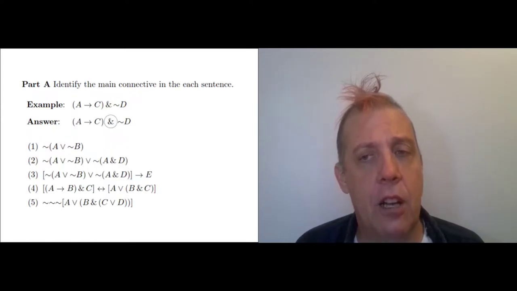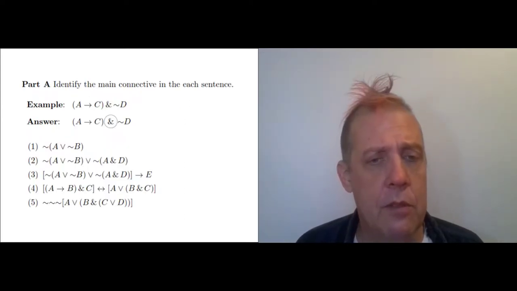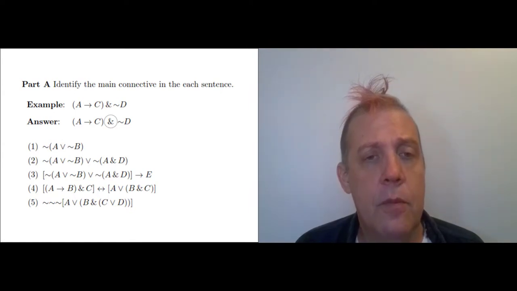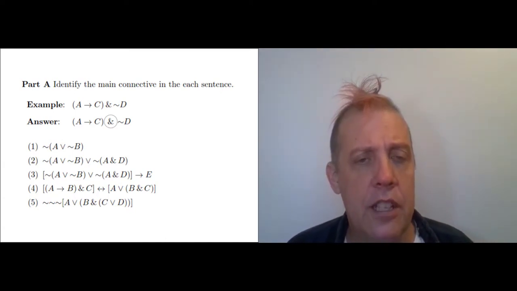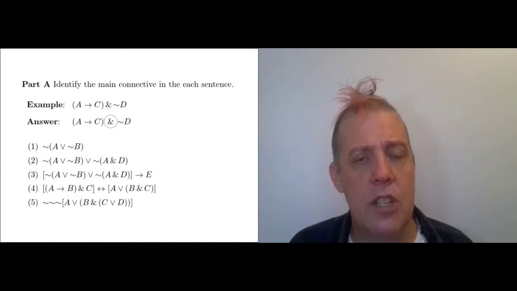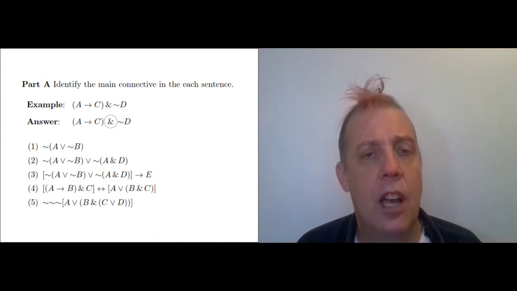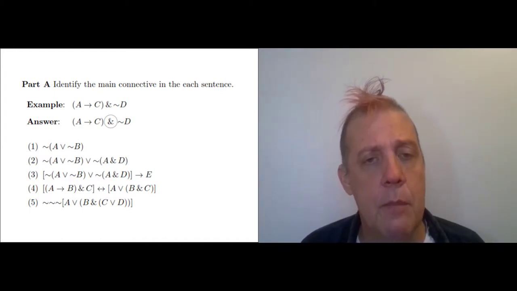Actually, the first set of questions in your homework is just about identifying the main connective of a sentence. So in the example problem, you have this A implies C and not D sentence. In this case, the main connective is the ampersand there. And you can tell that because the conditional is in parentheses. That means it's lower down in the tree where you built up the sentence. The negation is also lower down because it's just modifying the D.